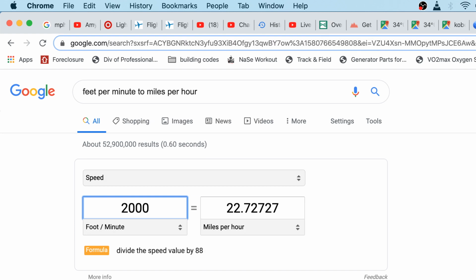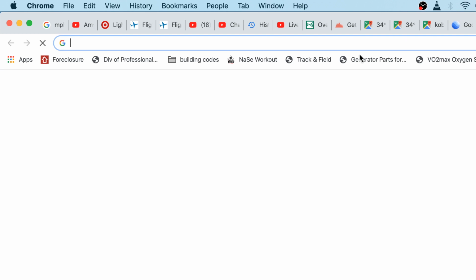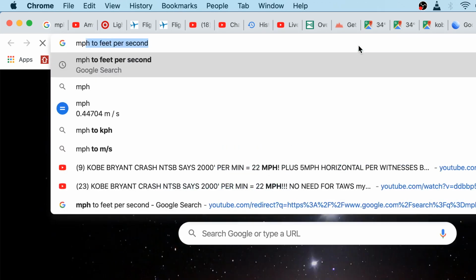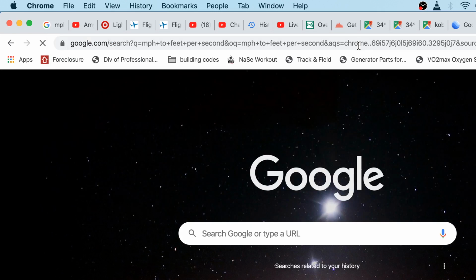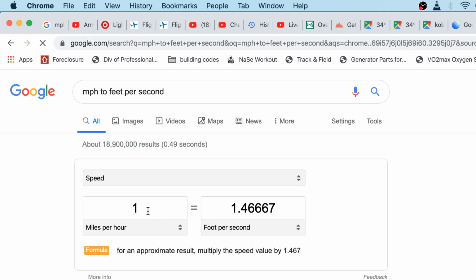Bear with me here. I'm writing some notes on the side. She has it at 22 miles per hour. Convert miles per hour to feet per second, and that should pop up. So we've got 22.72. So we've got 33 feet per second dropping.